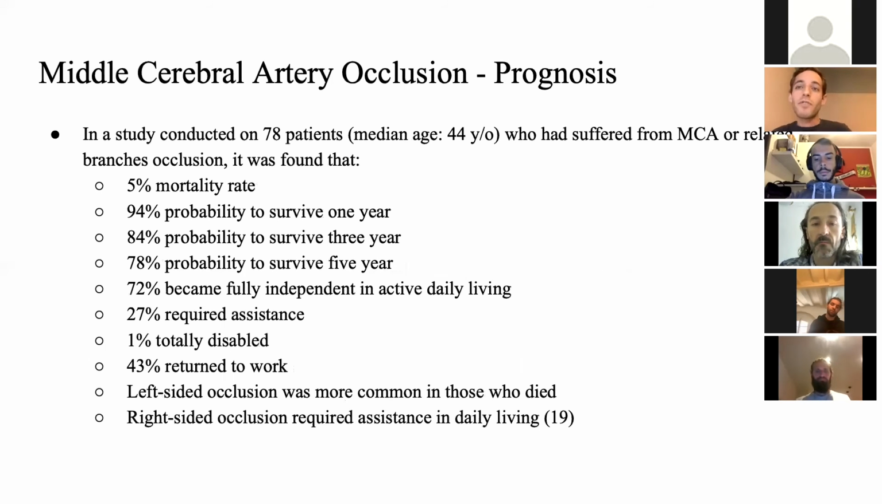So the prognosis of the middle cerebral artery occlusion: in a study conducted on 78 patients with a median age of 44, it was found that there was a 5% mortality rate, a 94% probability to survive after 1 year, 84% to survive after 3, 78% after 5 years, 72% became fully independent in activities of daily living, 27% required assistance, 1% was totally disabled, and 43% returned to work. Left-sided occlusion, which tends to be the dominant side in most people, was more common in those who died, in comparison to right-sided occlusion, which was more common in those who required assistance in daily living.